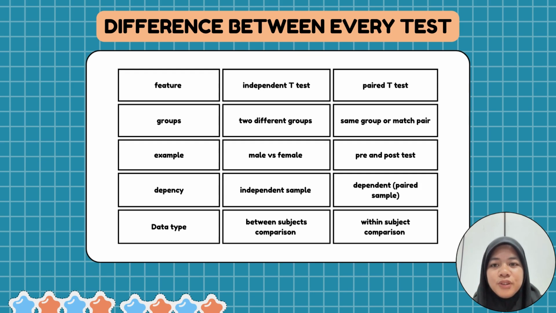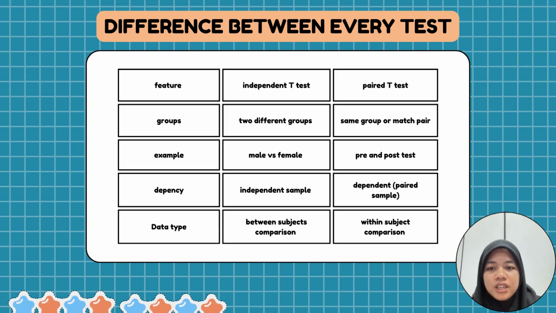I will continue with the difference between every test. We have two tests, which are the independent and paired tests. For the independent test, we take the samples from two different groups, and for the paired test, we use the same group or matched pairs. For example, for the independent test we can use male or female, and for the paired test we usually do the test from the pre and post of the intervention. That is for dependency.